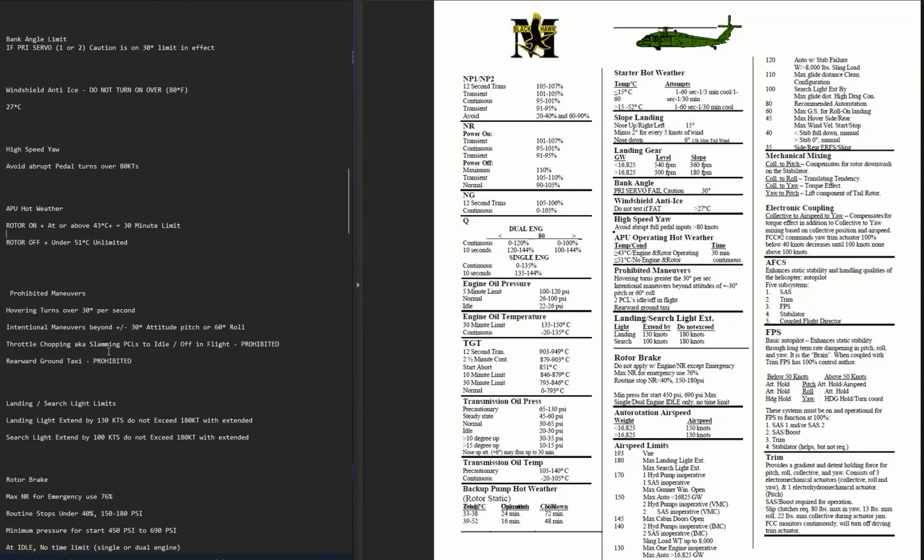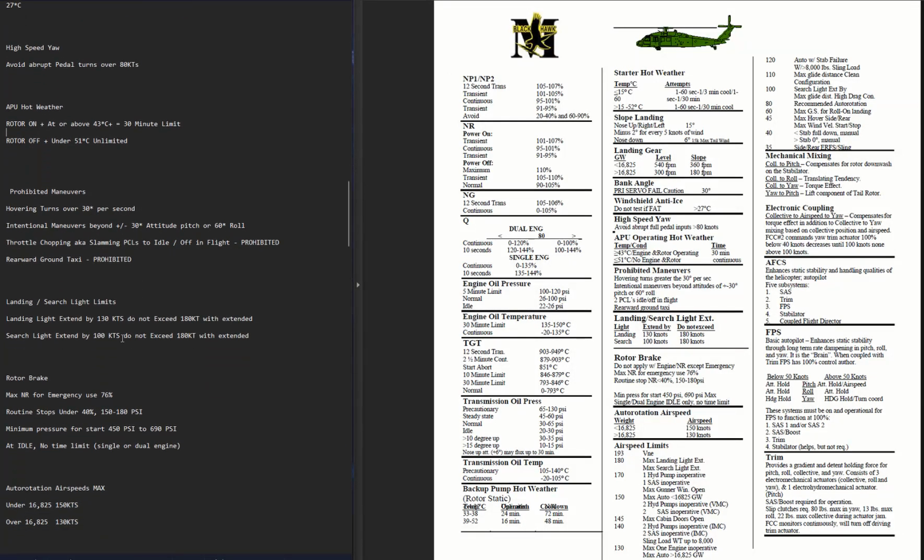Prohibited maneuvers. Hovering turns over 30 degrees per second, intentional maneuvers beyond plus or minus 30 degrees attitude pitch or 60 degrees roll, and throttle chopping, also known as slamming your PCLs to either idle or off in flight, are prohibited. Rearward ground taxi is prohibited. We really should just have rear view cameras, but we don't. So rearward ground taxi, prohibited.